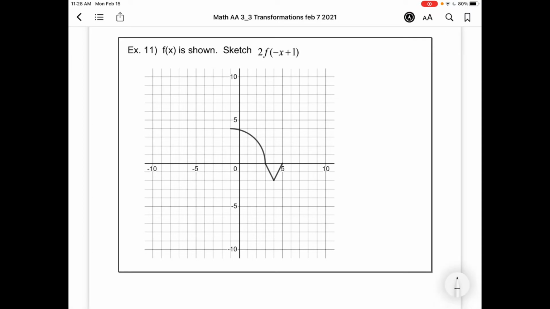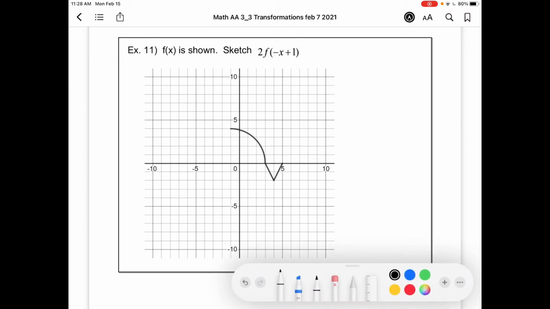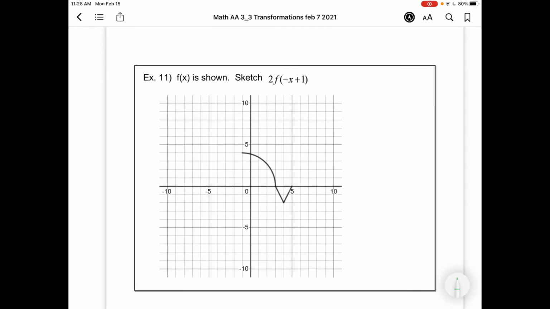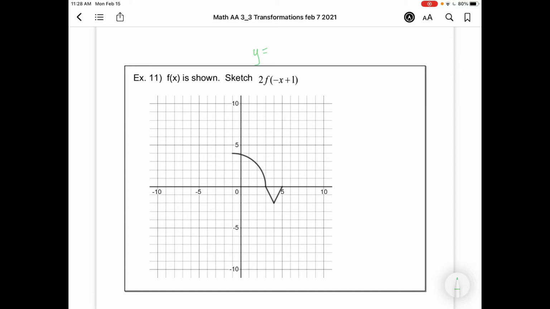So in this one, we've got a weird shape graph called f of x, and we're asked to sketch f of negative x plus 1. Let's think about the general form that we like. We like it to be in the form y equals a f of b x minus h, really could be plus or minus h, plus k.